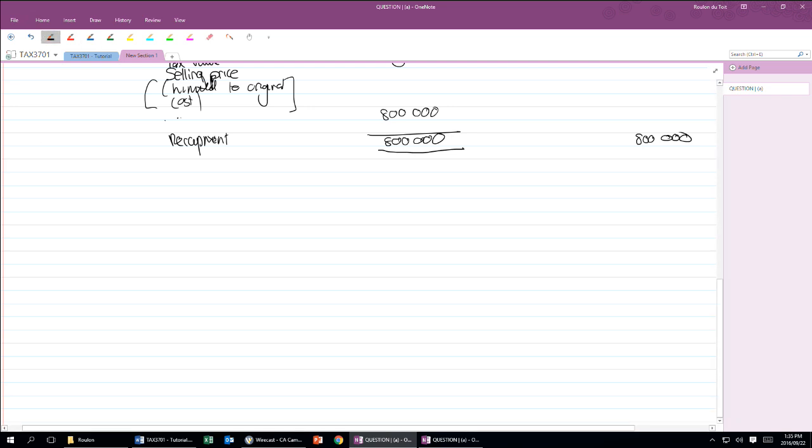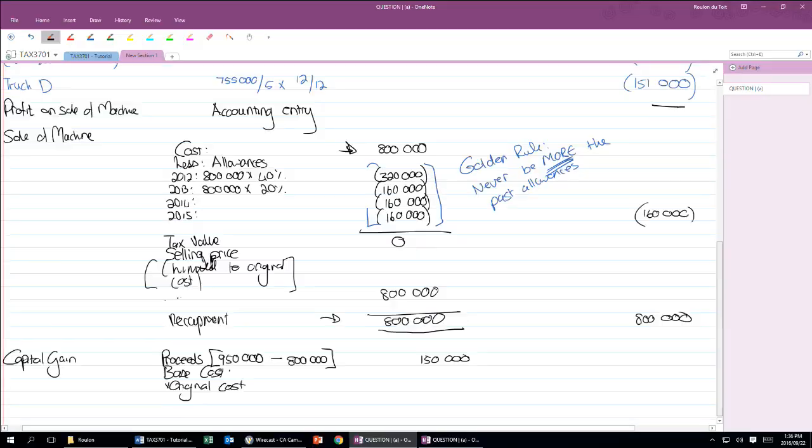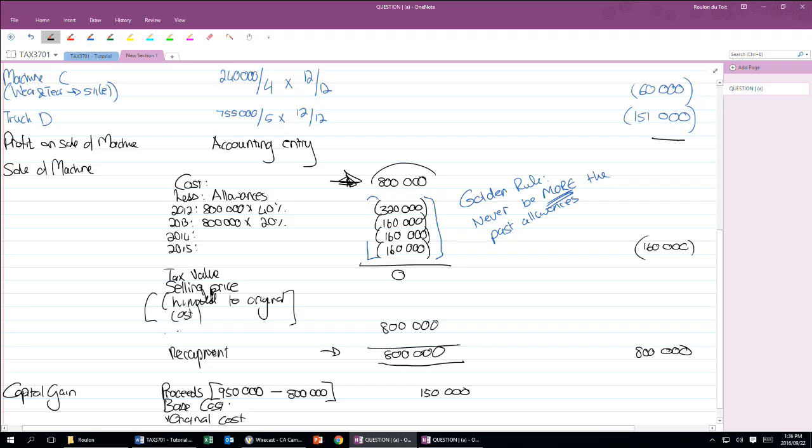Okay, and that is just to say capital gain. It's the proceeds amount. Proceeds is the selling price, always the full selling price, 950, minus the total recoupment amount, 800,000. Base cost is calculated as the original cost of the asset. Just to show you, original cost is that 800,000 rands over there.